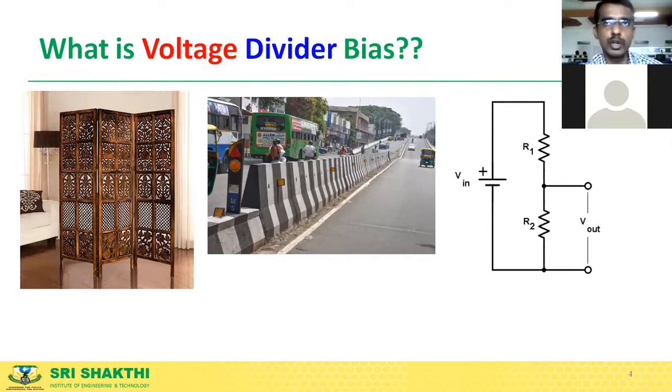Here we are not using a single resistor to give bias. If we did, we'd call it fixed bias. Here we are going to use two resistors to give a partitioned, or divided, voltage. That's why it is called voltage divider. And the two resistors themselves take care of providing enough voltage to the transistor. That's why it's called self bias.